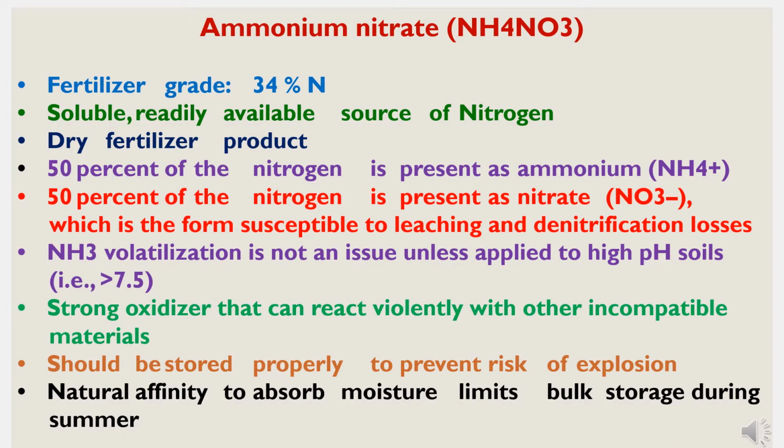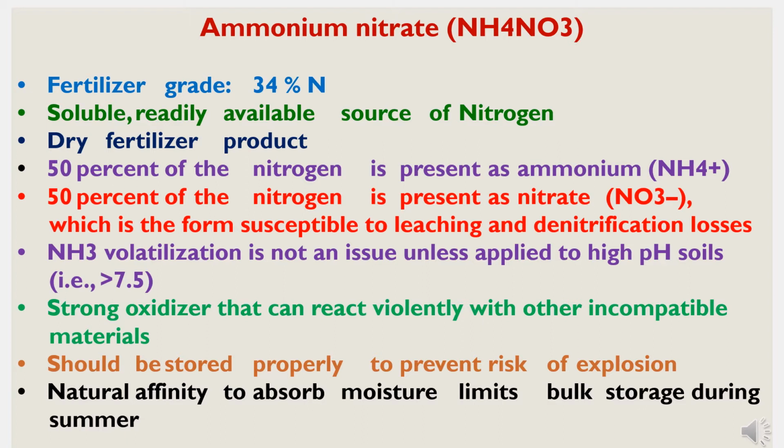Second nitrogenous fertilizer is ammonium nitrate. It is having the nitrogen content of 34%. It is also soluble and readily available source of nitrogen. It comes under dry fertilizer product category. Ammonium nitrate contains 50% of the nitrogen in form of ammonium and 50% of the nitrogen is present as nitrate, which is the form susceptible to leaching and denitrification losses.